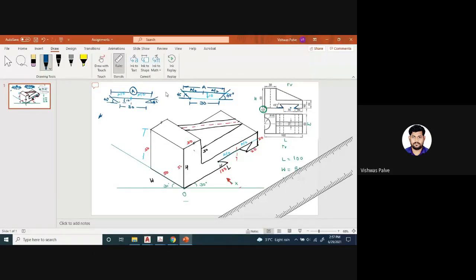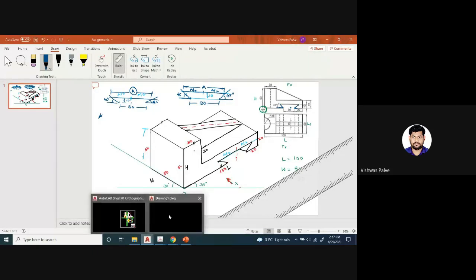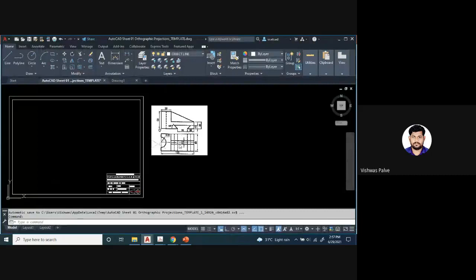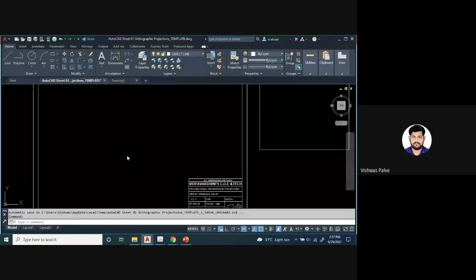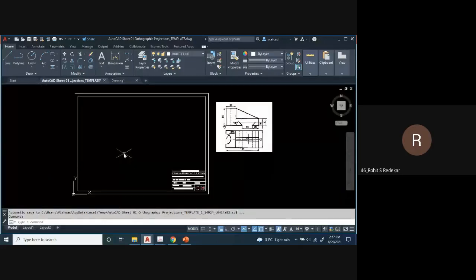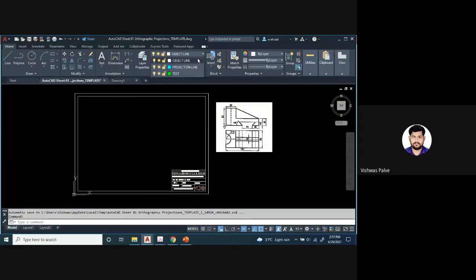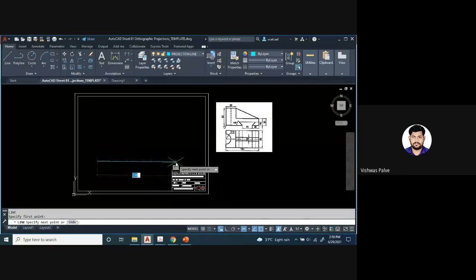Okay, now I will show you in AutoCAD how to complete the same problem in AutoCAD. Yes. Please mute yourself. Okay. So in AutoCAD, it is very simple to draw isometric. L enter, line, draw a horizontal line first, F8.